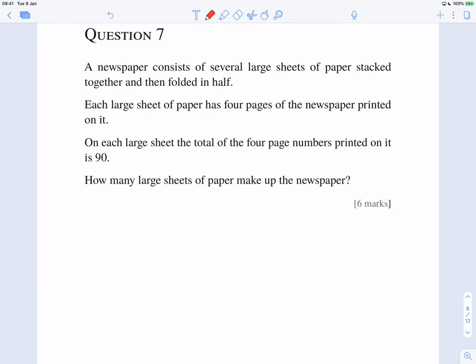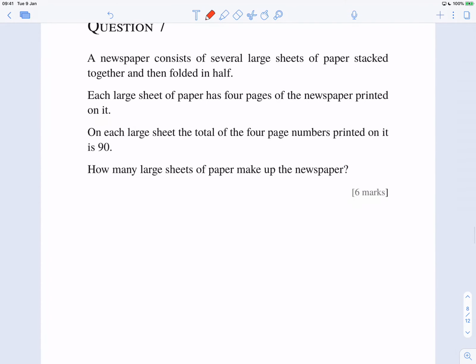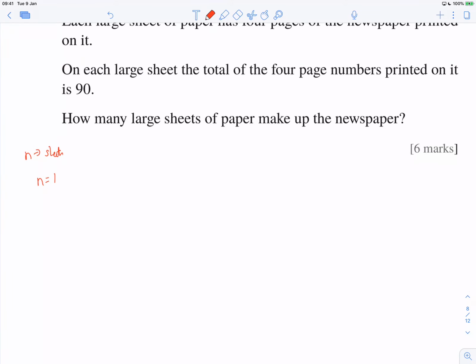Okay, a newspaper consists of several large sheets of paper stacked together and then folded in half. Each large sheet of paper has 4 pages of the newspaper printed on it, and on each large sheet the total of the 4 page numbers printed on it is 90. How many large sheets of paper make up the newspaper? Okay, fine. So let's say n is the number of sheets, and let's just draw a couple and see if we can develop a theorem here.